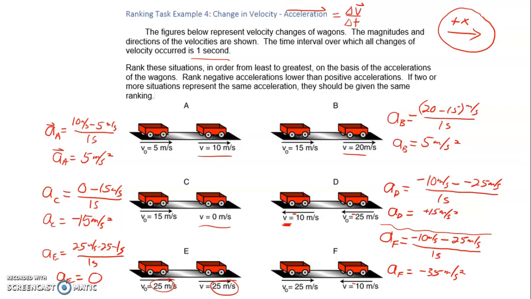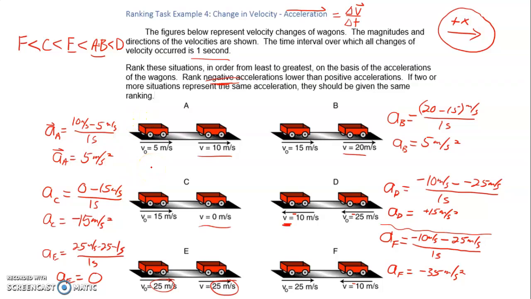Now we can rank them. I didn't leave a lot of room on this one, so we'll just write our rankings up here. F is the least. It has a negative acceleration, and negative accelerations are lowest, so it's the largest negative value. And then we've got case C, and then we've got case E, which is 0. And then we get into the positive ones, which are A and B. That's a tie. And then the greatest one was D. When we have a tie, remember we just show them together like that, or we could have put an equal sign right between them.